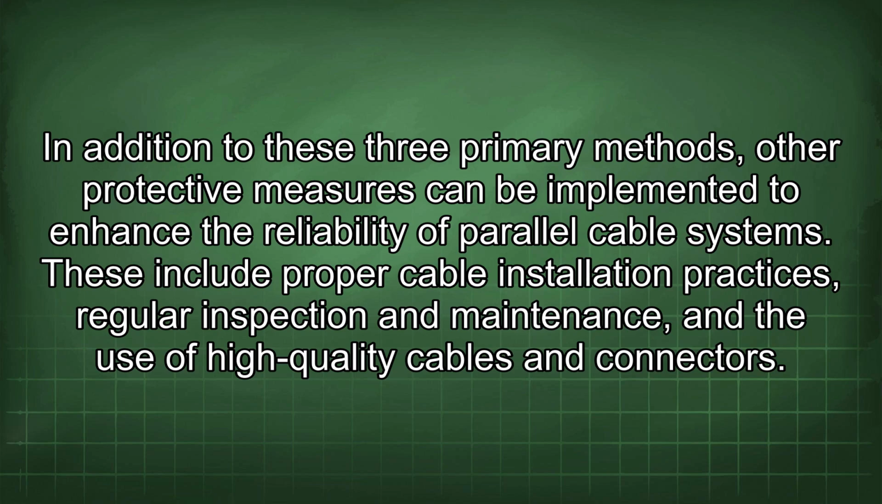In addition to these three primary methods, other protective measures can be implemented to enhance the reliability of parallel cable systems. These include proper cable installation practices, regular inspection and maintenance, and the use of high-quality cables and connectors.